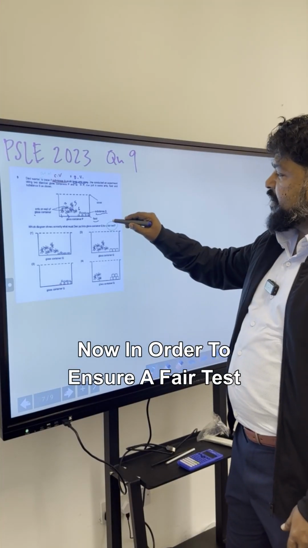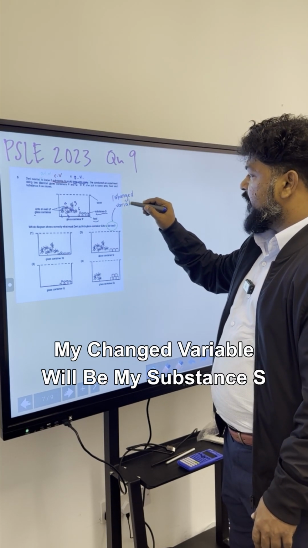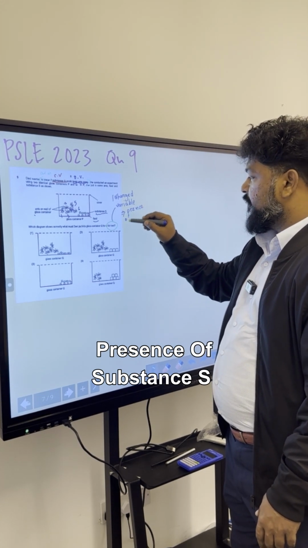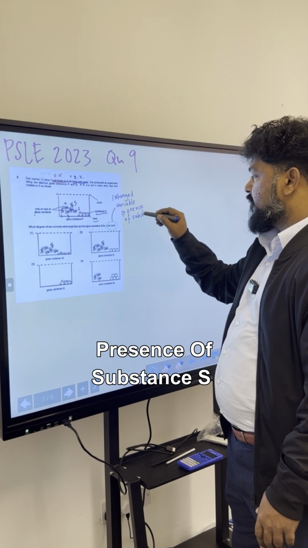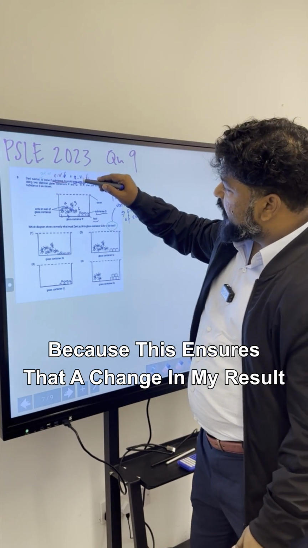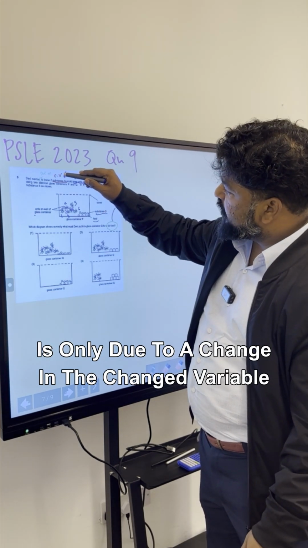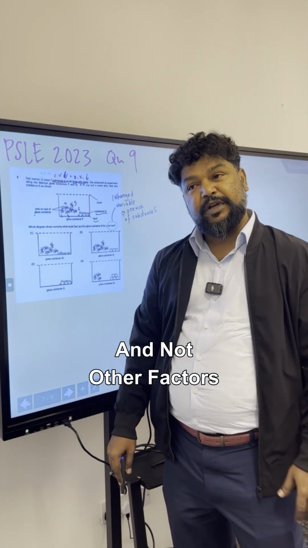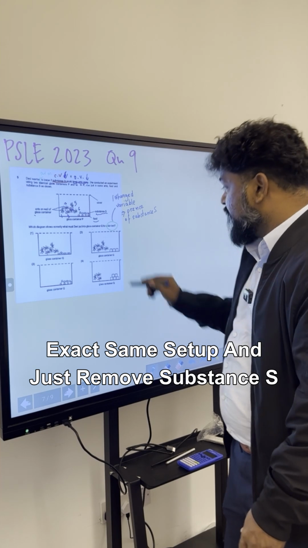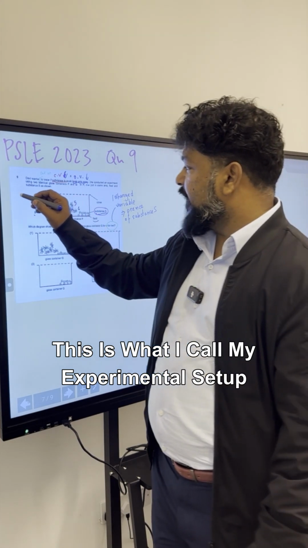Now, in order to ensure a fair test, there must be only one changed variable. And in this case, my change variable will be my substance S. Presence of substance S. All other variables should be kept the same. Why? Because this ensures that a change in my results, my observed variable, my measured variables, is only due to a change in the change variable and not other factors. What I need to do is have this exact same setup and just remove substance S. And that would be my control setup. This is what I call my experimental setup.